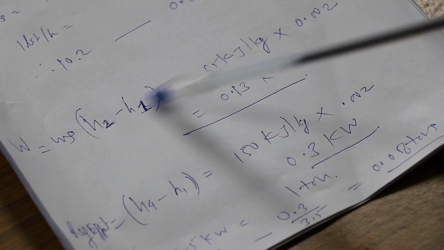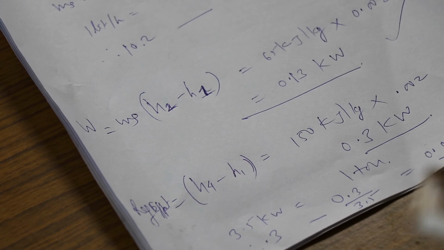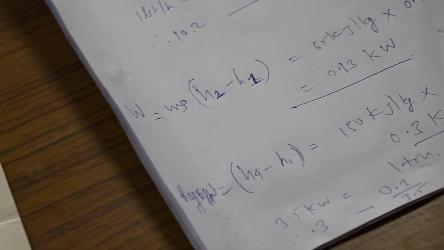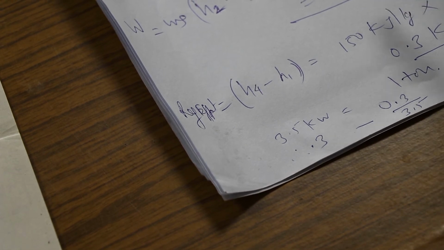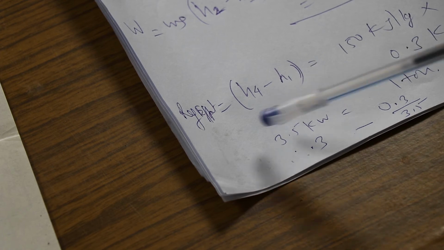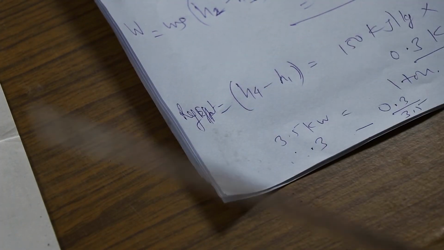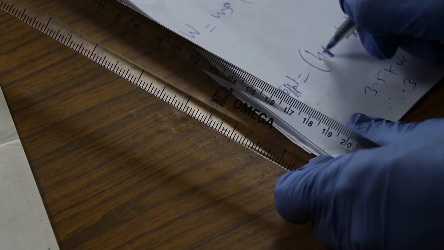So this much is the work of compressor, which is one of our outputs, one of our requirements of the practical. The second is the refrigeration effect, which we are calculating with the help of H4 minus H1. So H4 is this value and this is the H1 here. So again it should be H1 minus H4, I'm sorry. This should be H1 minus H4 here. H1 is this value and H4 is this value.